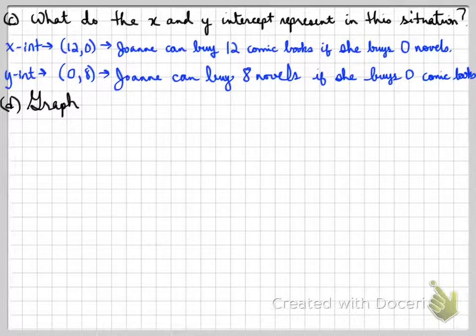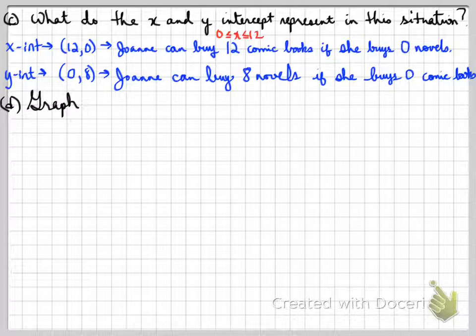So this means that for these values, these are the maximums. That means that Joanne can buy no more than 12 comic books. So that's kind of like the idea of a restriction. If we're thinking about restrictions, what this is saying is that there is a restriction on the x. x can be anywhere between 0 and 12. So that means that Joanne can buy between 0 and 12 comic books with the money that she has. So this is known as a restriction.